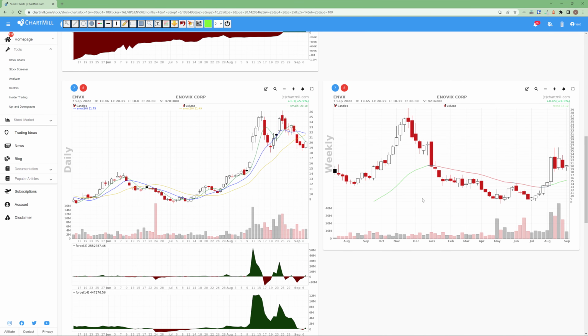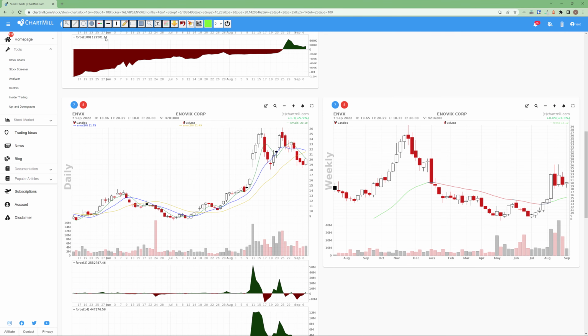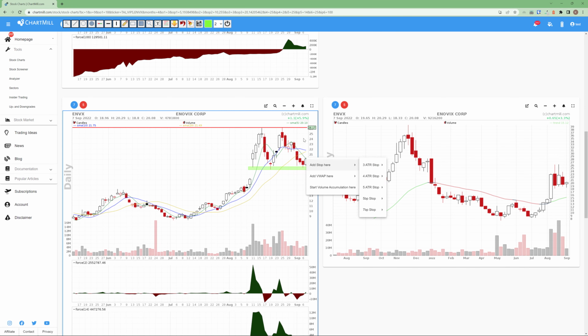And then Enovix Corporation, double bottom, long-term trend since the beginning of August, the second week it turned positive, the long-term trend. So the next first target is around here, and this is the double bottom I was talking about. So nice risk reward if you enter just above the high of this candle.